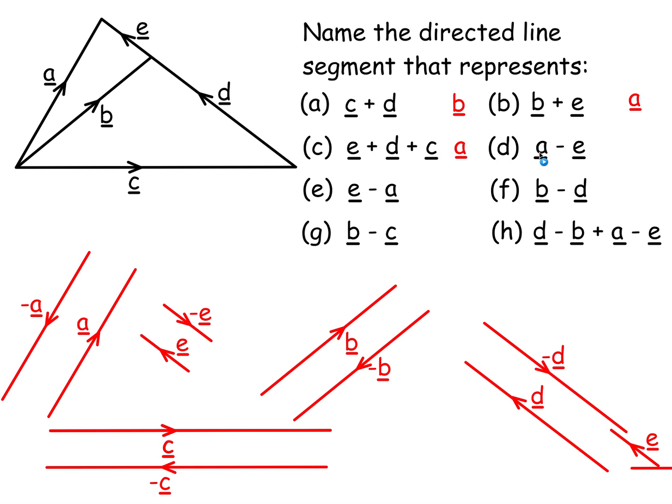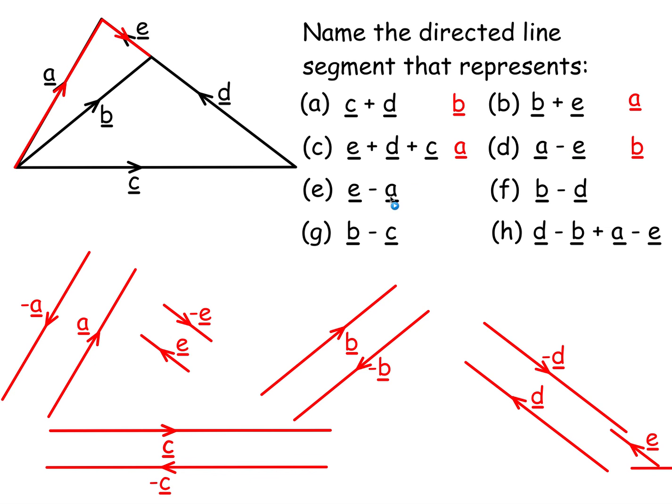Next one says A minus E. That means take A and the negative of E. So if I put A on, and there's the negative of E, E with the arrow reversed, start here, finish here, it's equivalent to B.